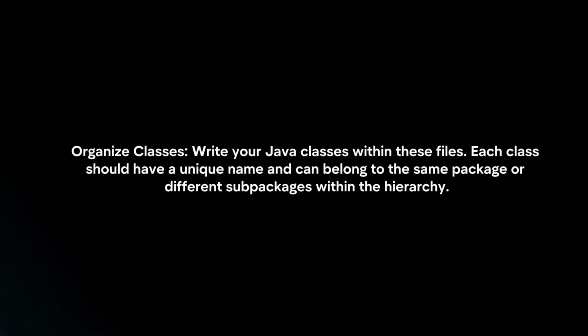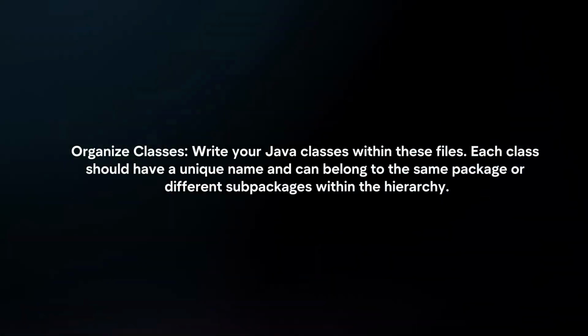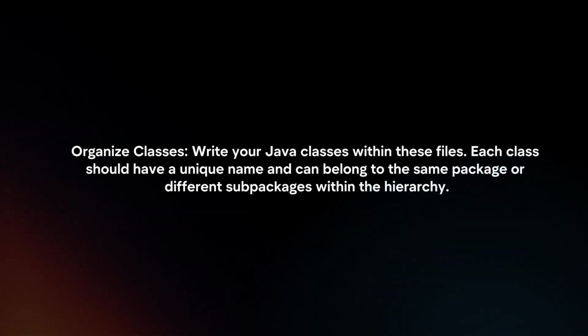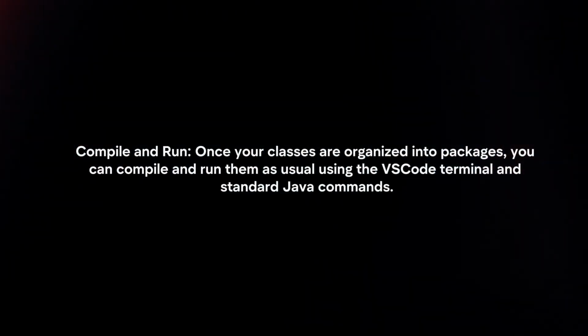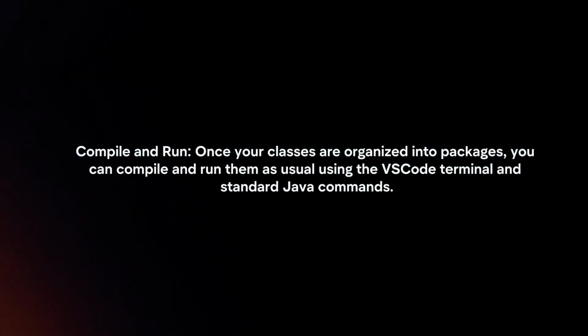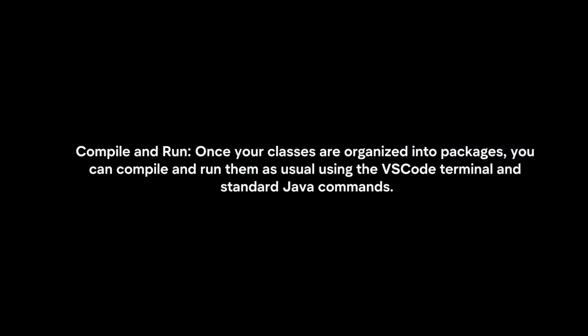Organize classes. Write your Java classes within these files. Each class should have a unique name and can belong to the same package or different sub-packages within the hierarchy. Compile and run. Once your classes are organized into packages, you can compile and run them as usual using the VS Code terminal and standard Java commands.